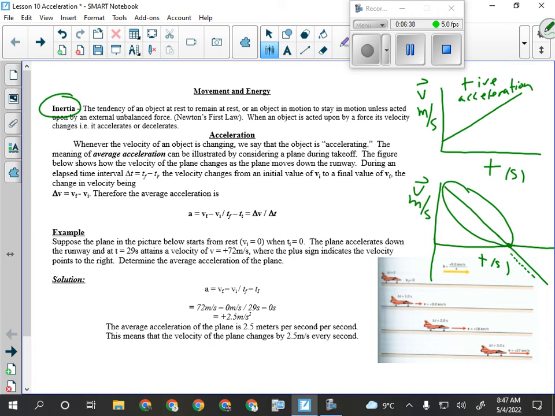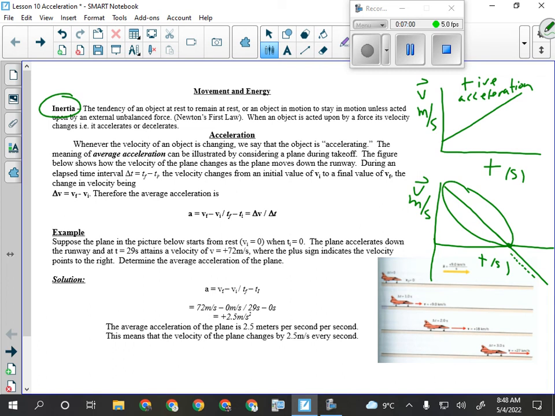Would it be as easy for me to move it? Not at all. It has more inertia, it has more of a tendency to stay put. All right, so that's all you need to know about inertia. Inertia is the tendency of an object to continue doing what it's doing and essentially not accelerate. In order to accelerate, a force has to be applied.